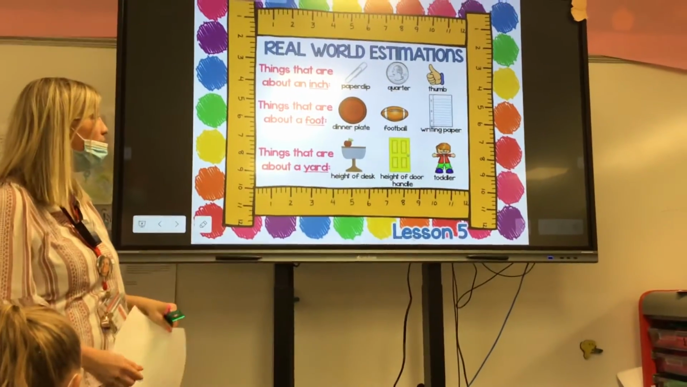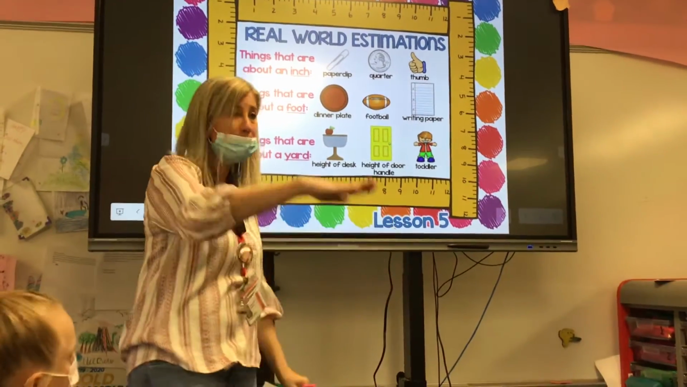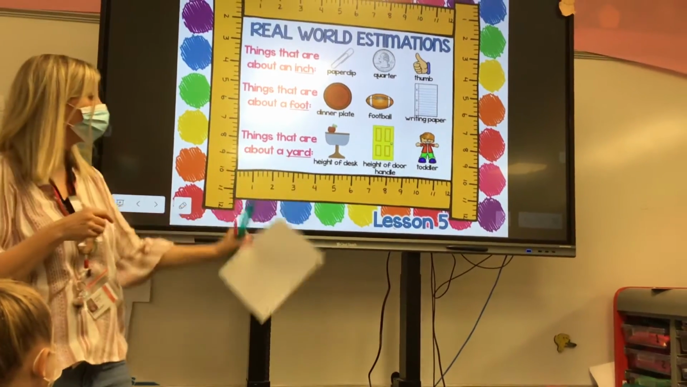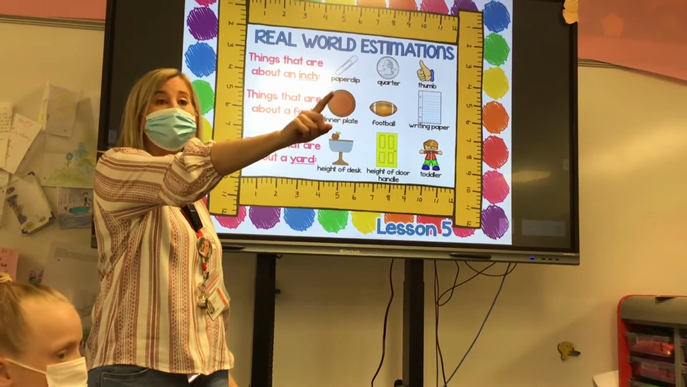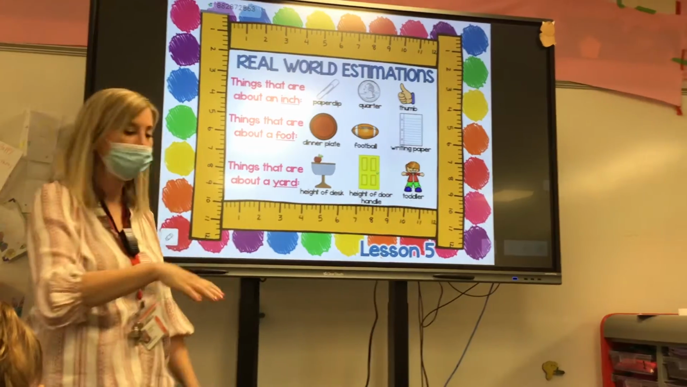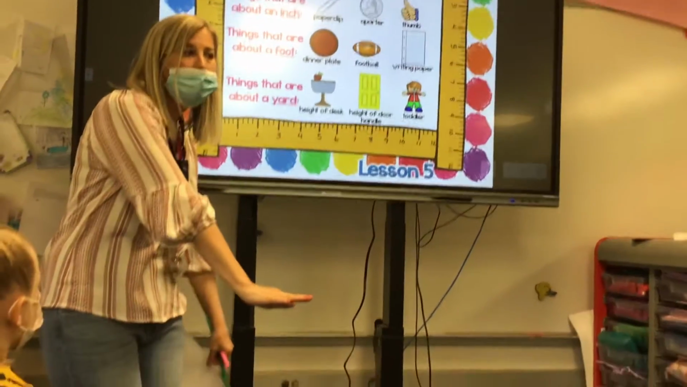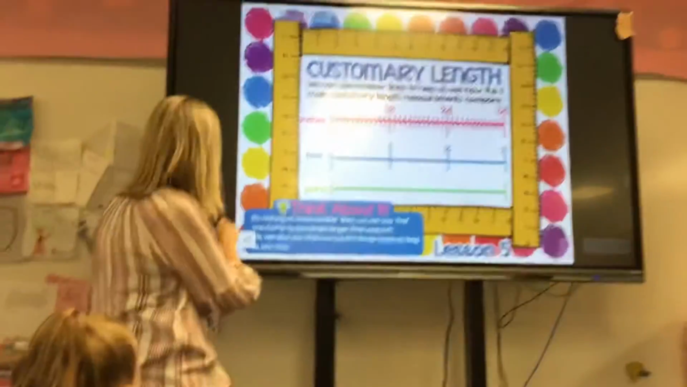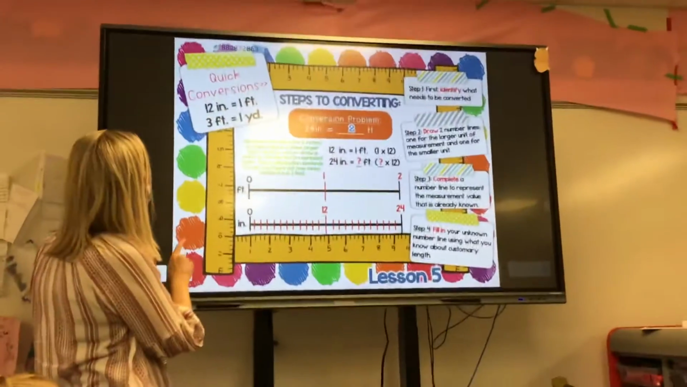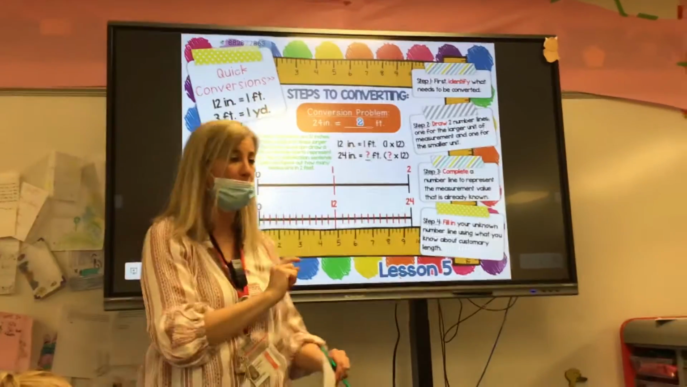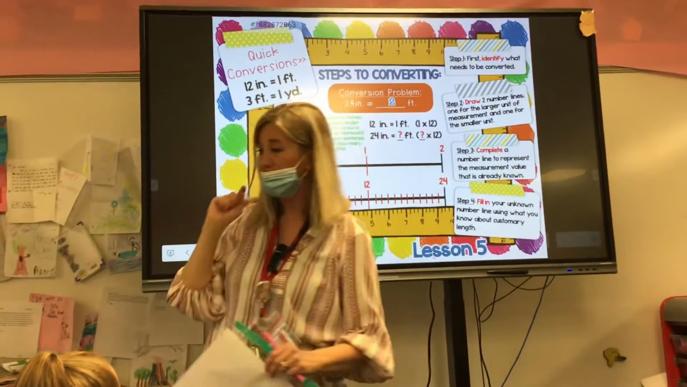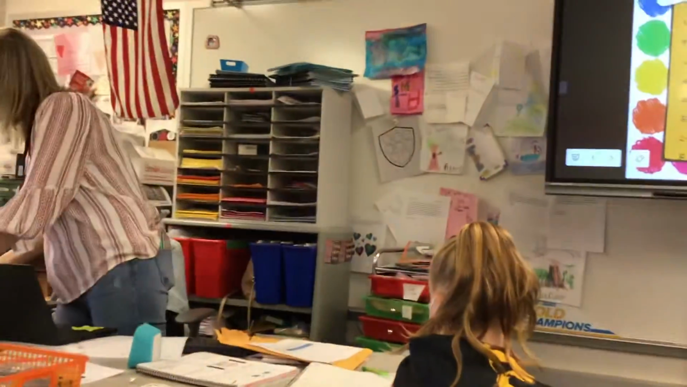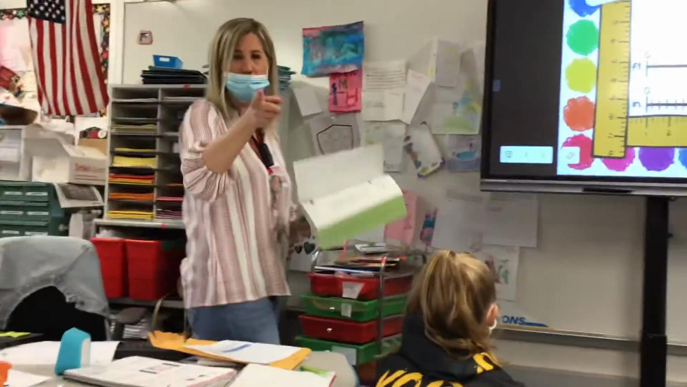Things that are about a yard. The height of your desk. It's about 3 feet from the ground. Not exactly, but close. The height of your door handle. We've talked about that one. Where the doorknob is. And a little toddler. Okay? Those are about a yard. Okay? I don't want to spend a lot of time on that, but I do want to talk about some metric conversions. This is where your math workbook is going to come in handy.